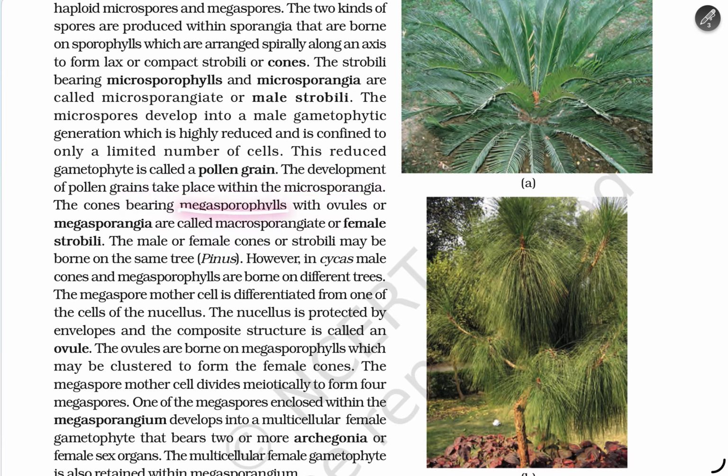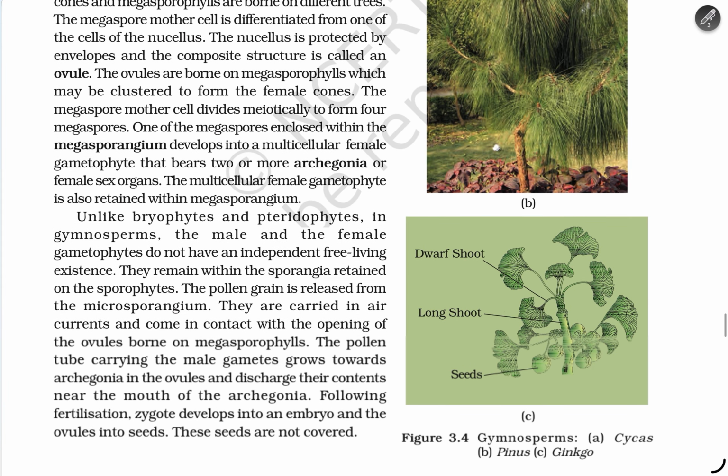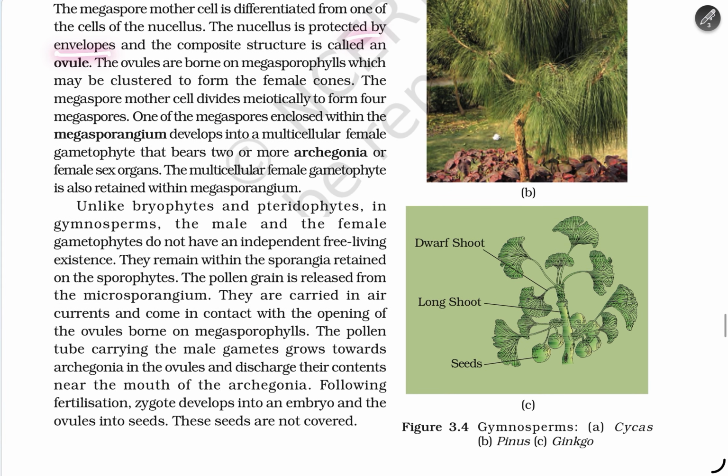Cones bearing the megasporophylls with ovules or megasporangia are called macrosporangiate or female strobili. The male and the female cones or strobili may be borne on the same tree, as in Pinus. However, in Cycas, male cones and megasporophylls are borne on different trees. The megaspore mother cell is differentiated from one of the cells of the nucellus. The nucellus is protected by envelopes and the composite structure is called an ovule. Ovules are borne on megasporophylls, which may be clustered to form a female cone.